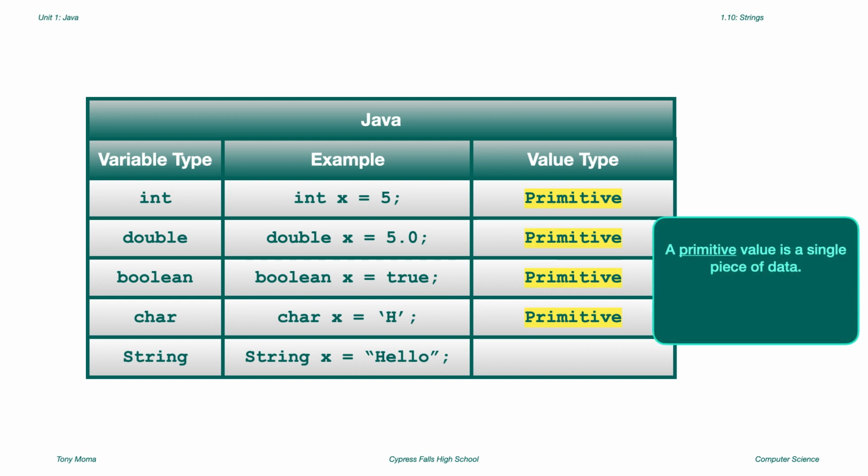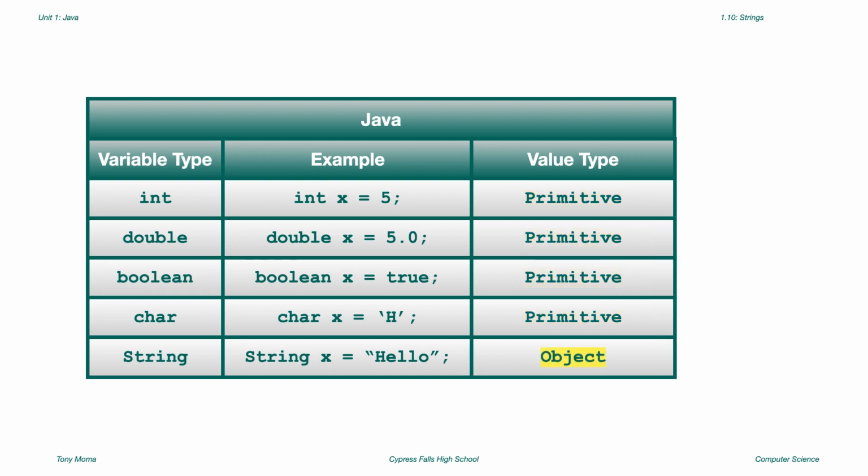A primitive value is a single piece of data. For example, an int is just a number. A double is just a number. A boolean, either true or false. A char is just a single character. In Java, one way to know that you're dealing with a primitive value is if the variable type begins with a lowercase letter. String, on the other hand, is an object.